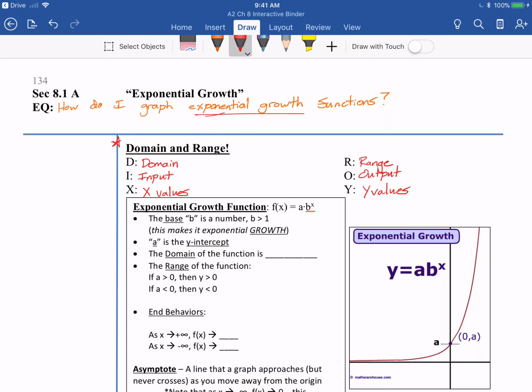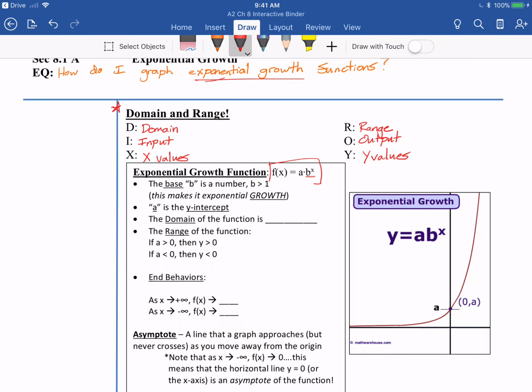Alright, so exponential growth functions are in this form: f of x equals a b to the x. So if you want to highlight that, that'd be a good idea. That's kind of the base that we have here, y equals a b to the x. And then we're going to talk about kind of the second part of the notes here. How do those things move around, like up, down, left, and right?